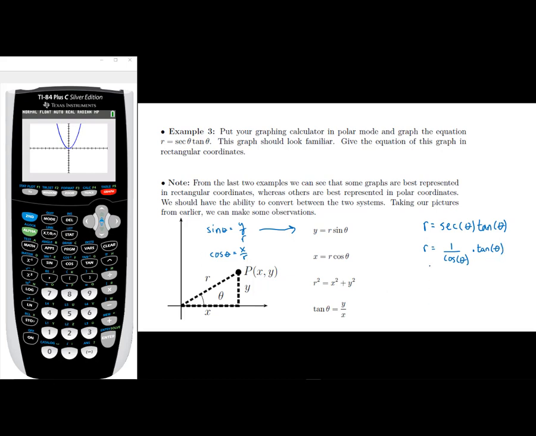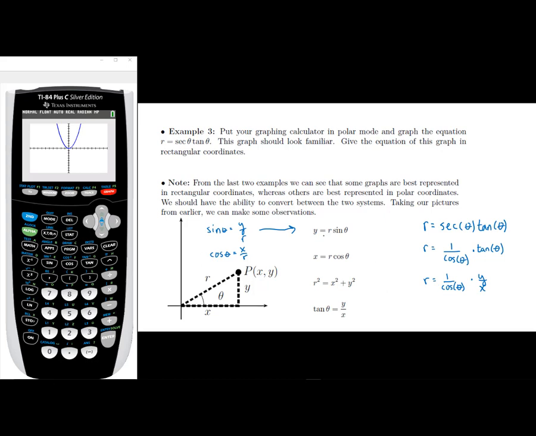Okay. So I've got that. And then I know that the tangent of theta is y over x. So maybe let's start with that. So r equals 1 over cosine of theta times y over x.